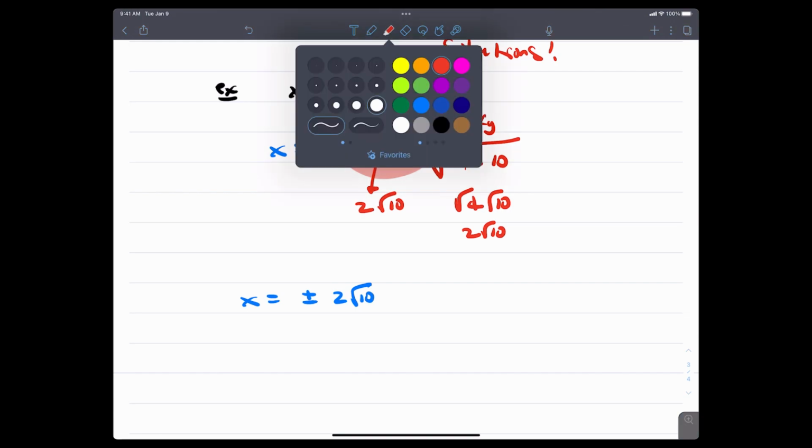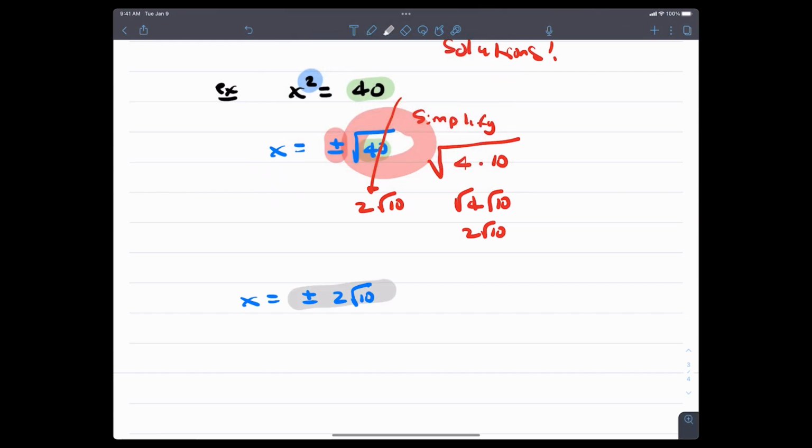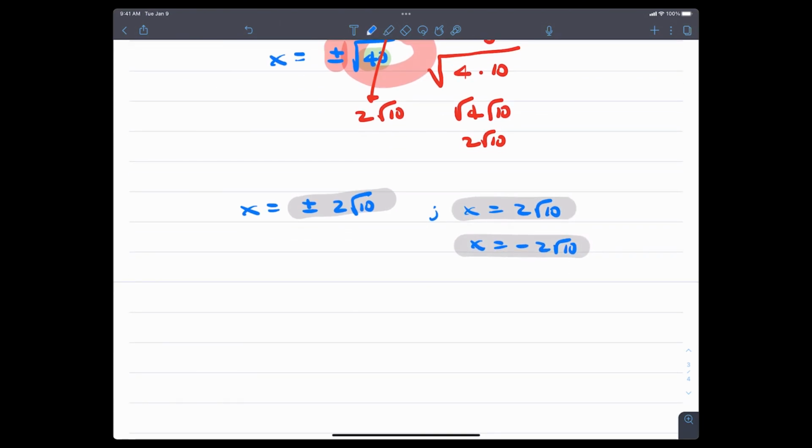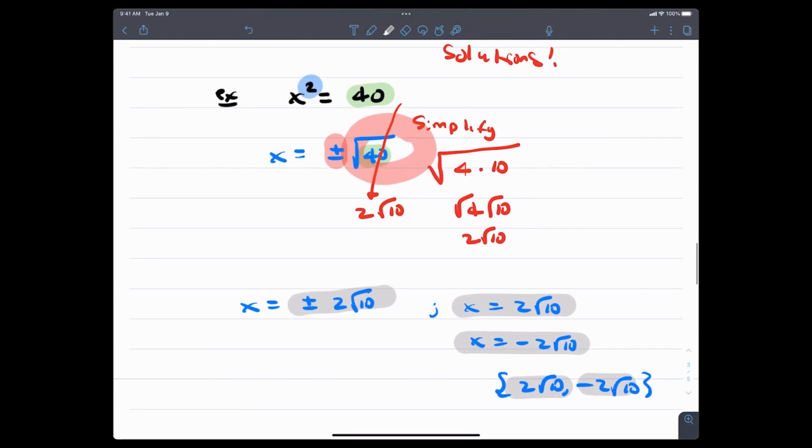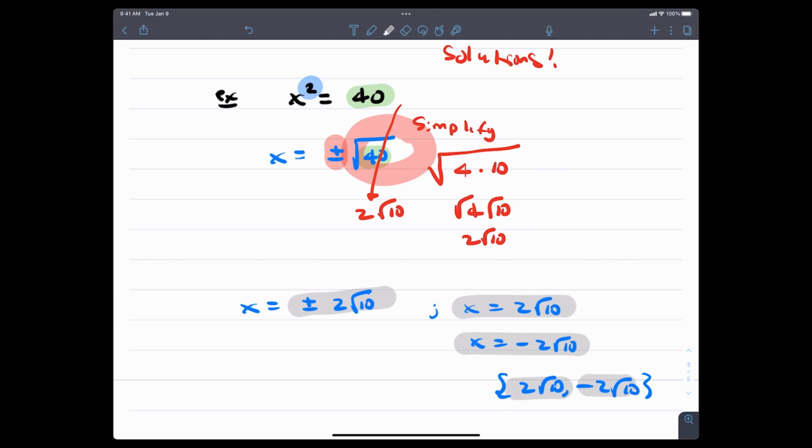And again, we want to know what this means. That means in one case it's what? Plus. And in the other case, it's what? Minus. Plus or minus. And you get 2 square root of 10, minus 2 square root of 10. So ladies and gentlemen, you got two solutions here as well. So these are the kind of things that you guys had on your test yesterday because you're going to use it today.